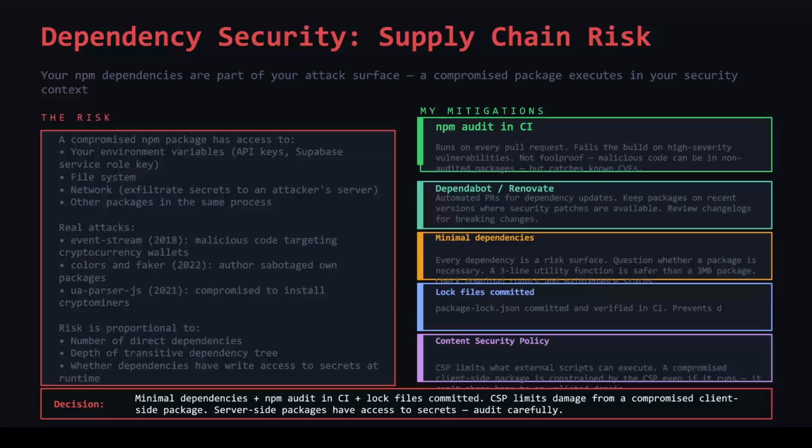Content security policy for client-side packages. A compromised client-side package is constrained by the CSP from making unauthorized network requests. The limit of these mitigations: they catch known bad packages. A malicious package that was clean at publication, or one with a 0-day, bypasses npm audit entirely. There's no complete solution. Risk reduction is the goal.